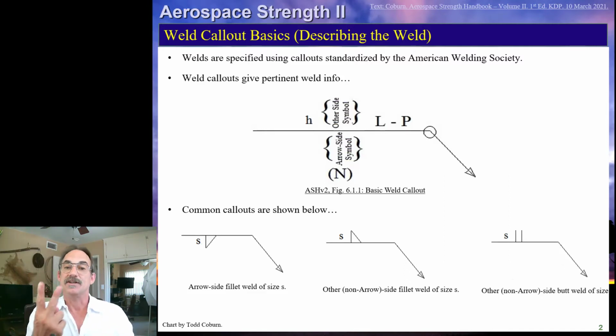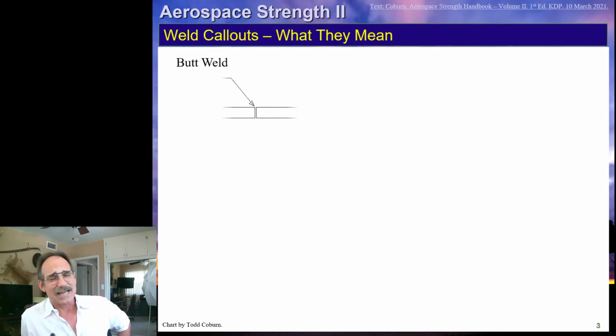This symbol, these little snake bites, this is a butt weld symbol, which means it's a butt weld, not a fillet weld. Once again, that's the size, okay? So let's take a look further.